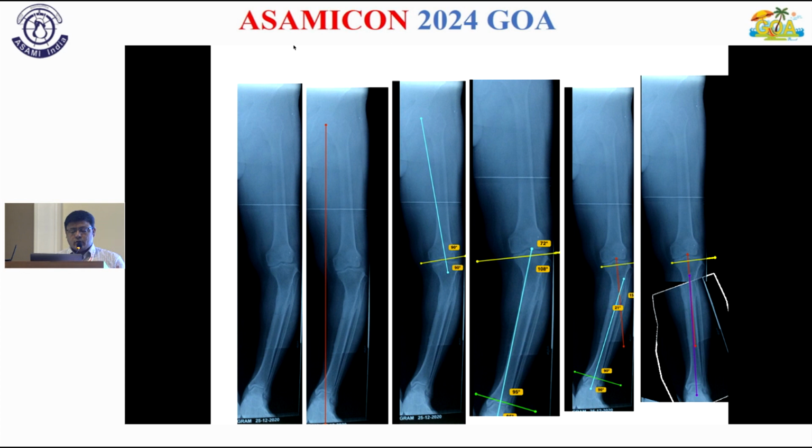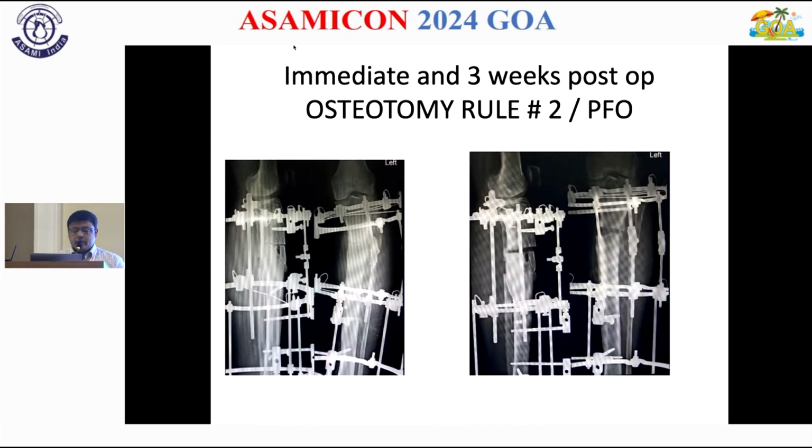All the angles we have to do: CORA, deformity, magnitude of the deformity, and you can plan the osteotomy also. Where to do the osteotomy, where to keep the hinges, everything we can plan in the app. And you can reproduce it on the table.